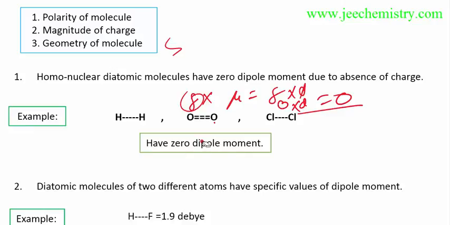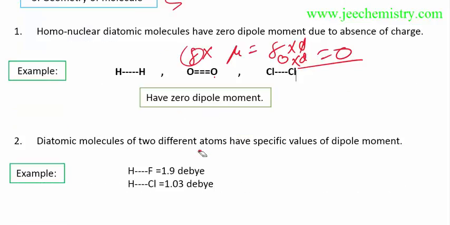So for a homonuclear diatomic molecule, the dipole moment will be 0, but a diatomic molecule of different atoms is a heteronuclear diatomic molecule, where different atoms are present.